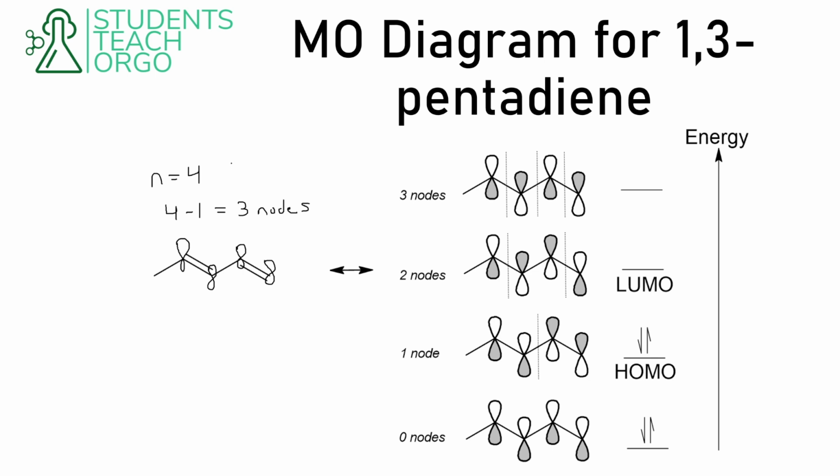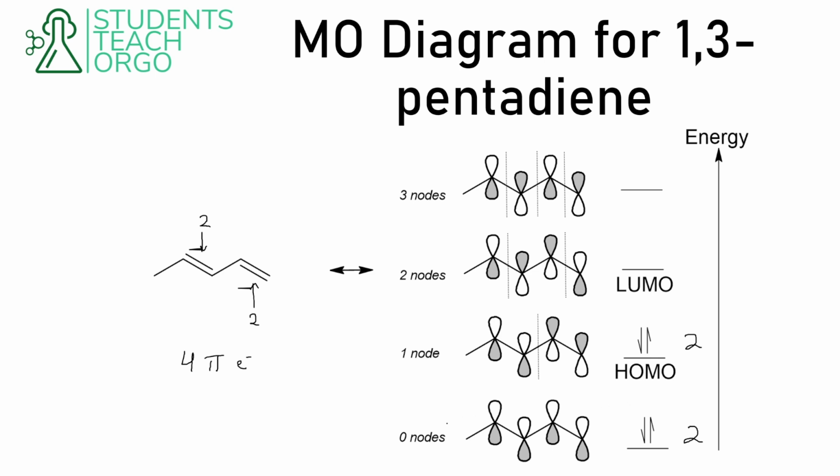Next, I'm going to find how many pi electrons I have. First, let me just quickly erase this so you can see. We have 2 here, and we have 2 here. So that's a total of 4 pi electrons. Starting from the very bottommost level, I'm going to add pi electrons in pairs of 2. So from 0 nodes here, I have 2 pi electrons, then here I have 2 as well. That is essentially me just drawing the pi electrons.